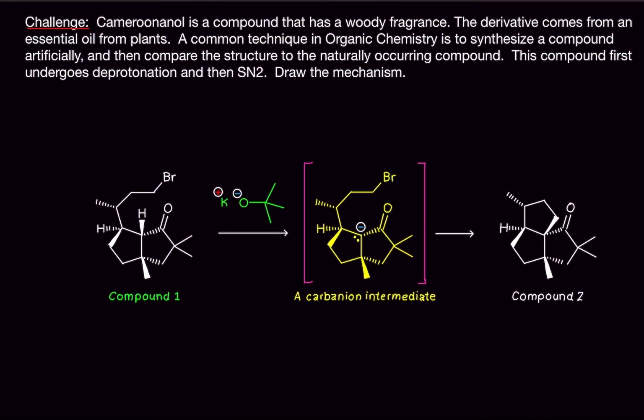So this is how we make things in the world. We don't really use the natural part of it. We use an artificial synthesis of it, but we need to make sure it looks exactly the same. So, this compound first undergoes deprotonation and then Sn2. Draw the mechanism.